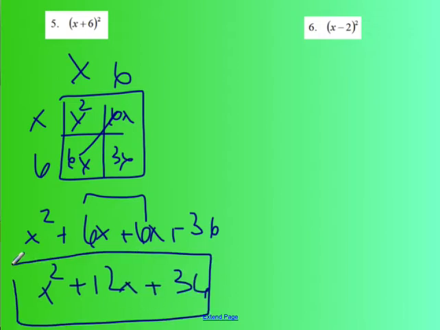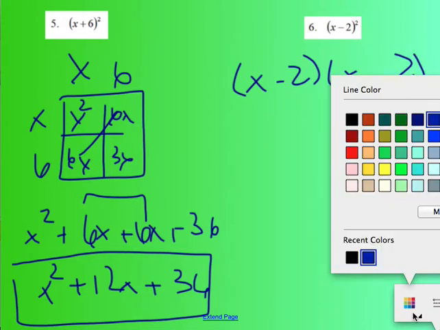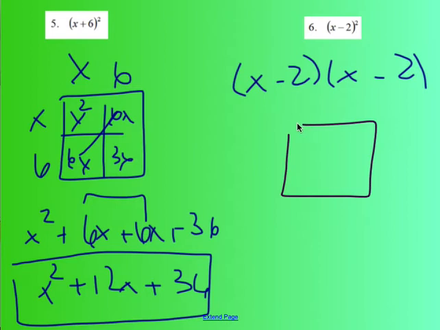Next, taking a look at number 6. Again, this is the same as x minus 2 times x minus 2. So you absolutely have to multiply this out using the box method. So let's take a look at what the box method looks like. So I have x minus 2 and x minus 2. So I'm going to go ahead and distribute that in.